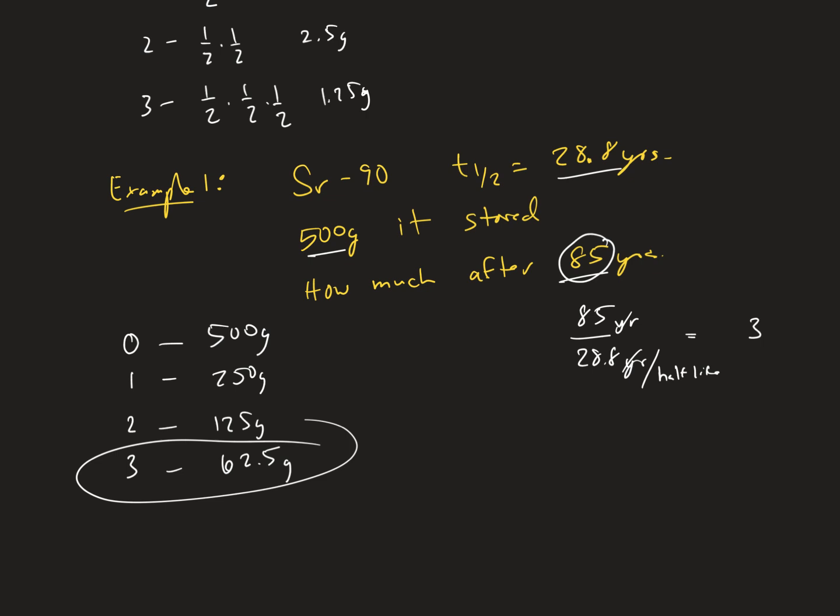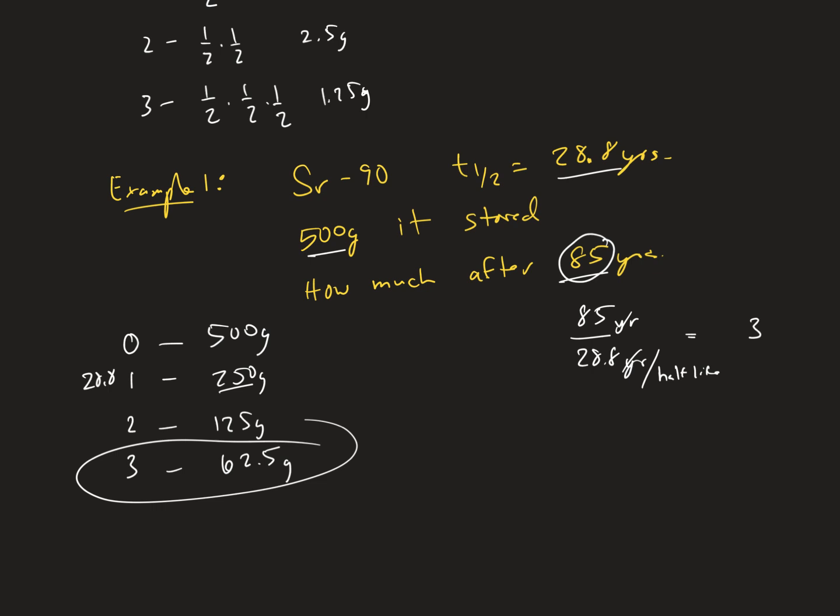That's something we can definitely do, right? But it says 28.8 years half-life. Yep, that means after 28.8 years, we're going to have 250. Then we go another half-life, another 28.8 years, until we get to 85 years. Yeah, that's right. Does that make sense?